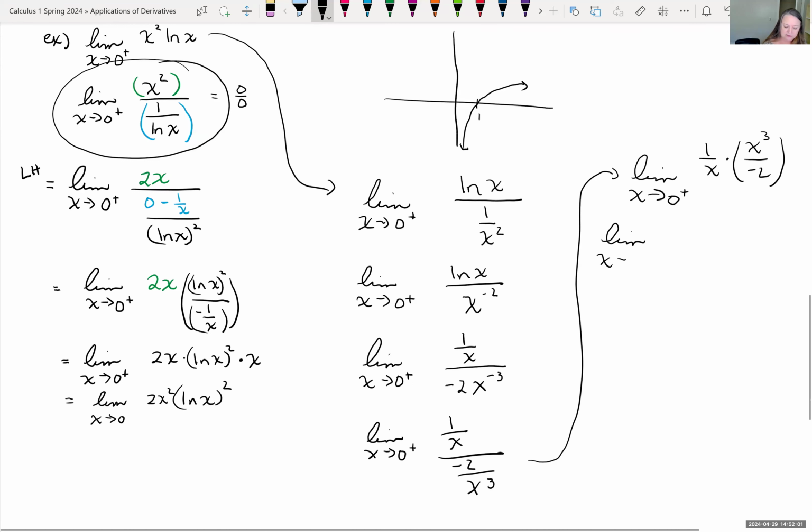Which I notice simplifies. So the limit as x goes to 0 from the right. Notice that the x in the denominator cancels with the x cubed in my numerator, leaving me an x squared in my numerator divided by negative 2. So now when I do my direct substitution, notice I'm not getting that indeterminate form of 0 over 0 anymore. I'm getting 0 squared over negative 2. Well, 0 over negative 2 is equal to 0.